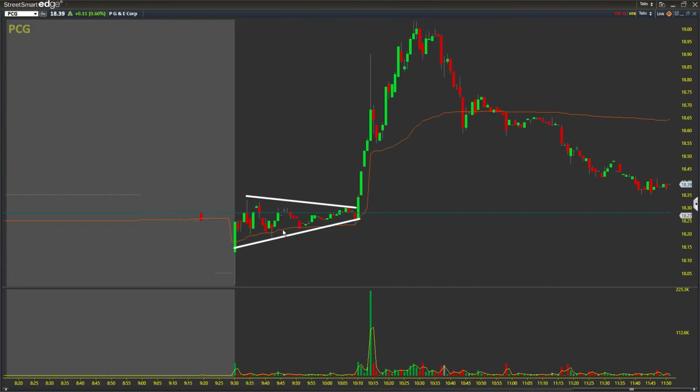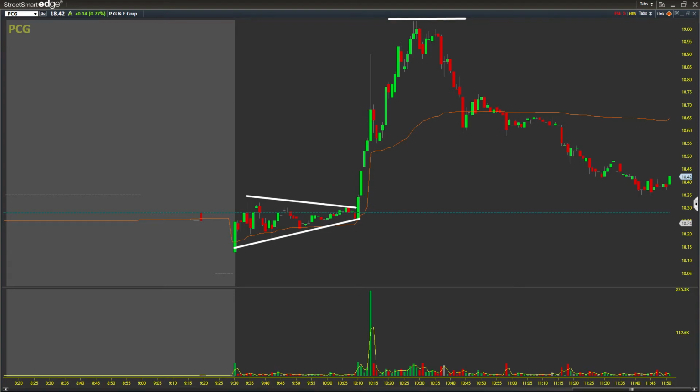That's a pattern right there. That's a triangle. There are patterns traders look for in the markets. Triangles and U-shapes. Those are two big patterns that traders look for in the markets. Nice triangle here, right at $18.30. This stock exploded all the way up to $19.